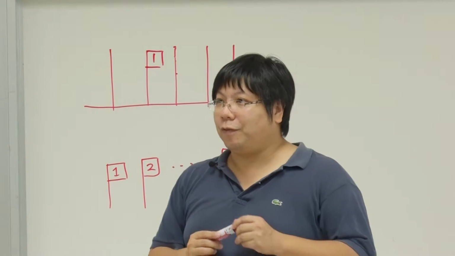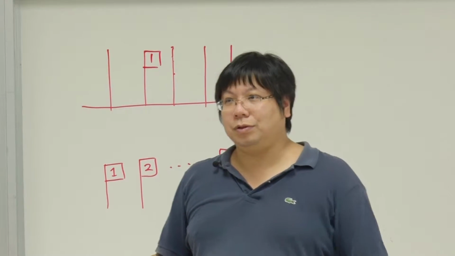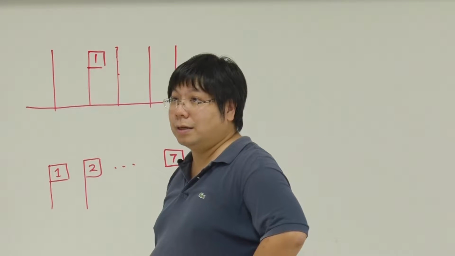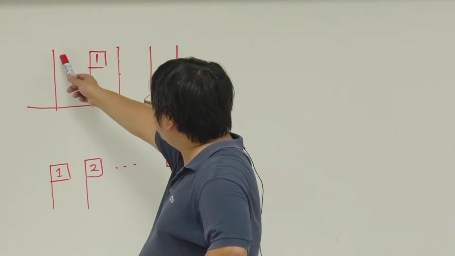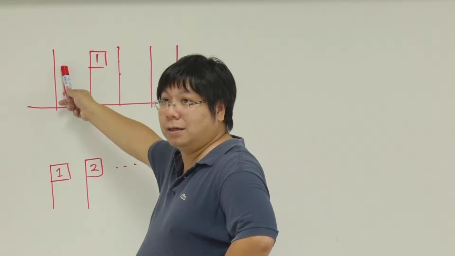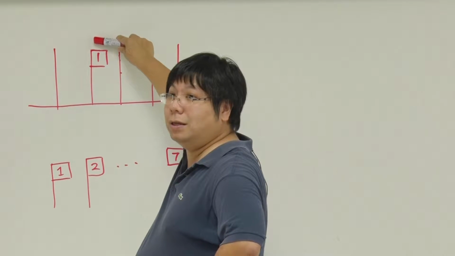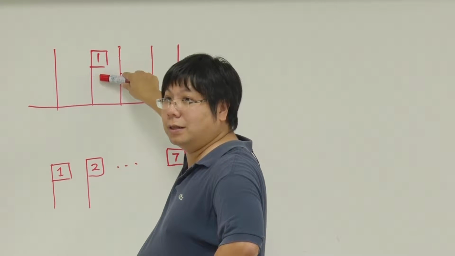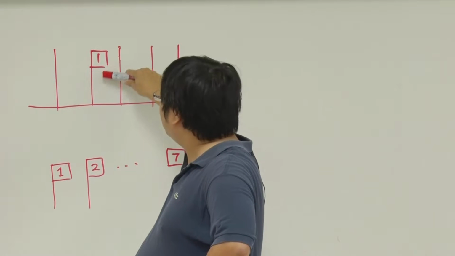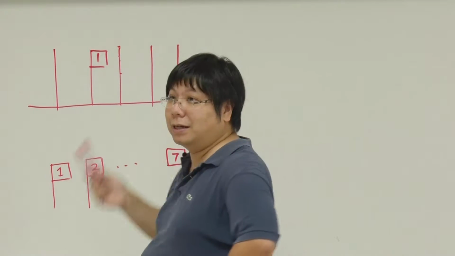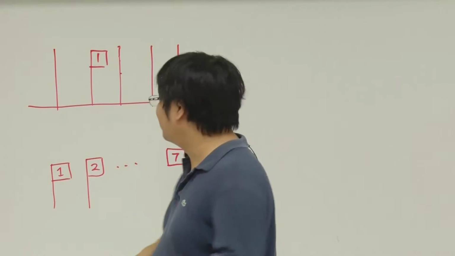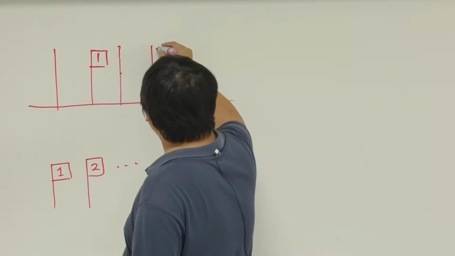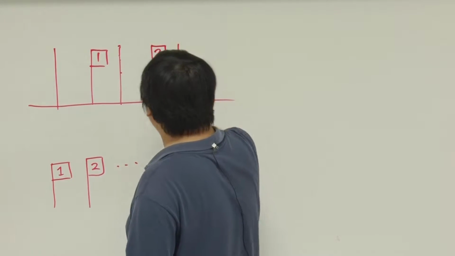How many ways are there for flag 2 to be located? So flag 2 may be here, right? It may be on top of this one or below this one in this case, right? Maybe here, maybe here, maybe here. Is that okay? Okay, so this time let's say flag 2 is here.